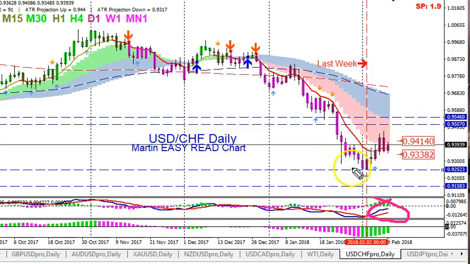So I've got those levels there for you, and you can decide what to do. Again, always trade with your risk in mind, and never risk more than 2% of your account balance.